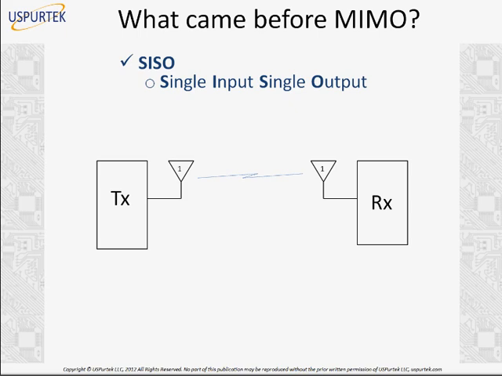In fact, most of the wireless communication that has happened so far in the history of wireless is SISO, single input, single output. You have a single RF channel which is carrying a single data stream from the transmitter to the receiver, or a single analog or digital signal from the transmitter to the receiver. This is called single input, single output. In fact, this is the most commonly used configuration in wireless communications.